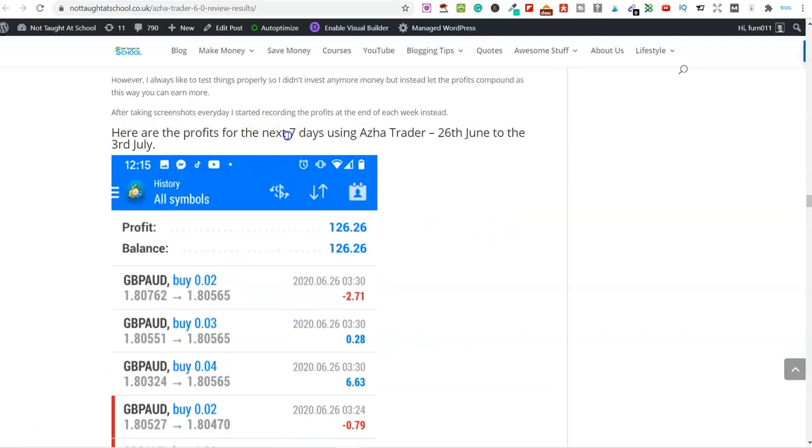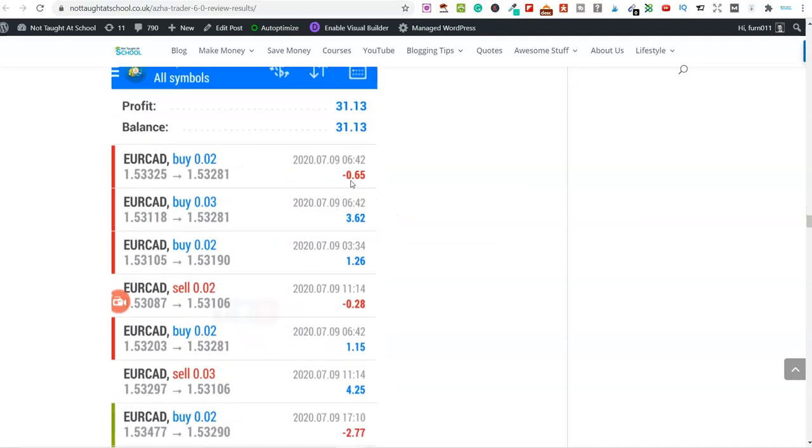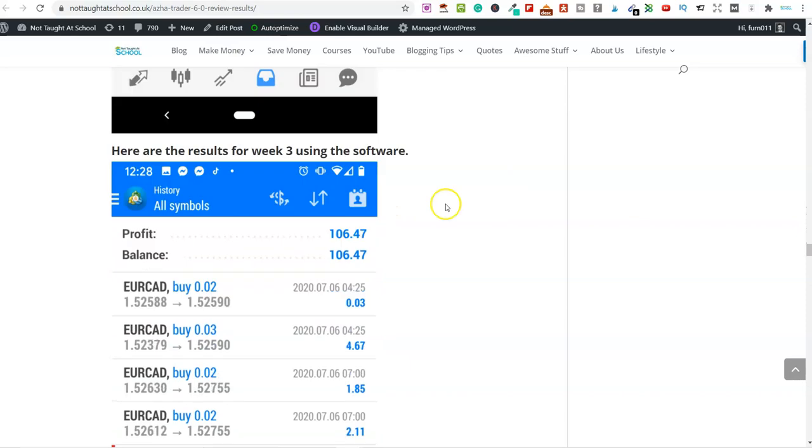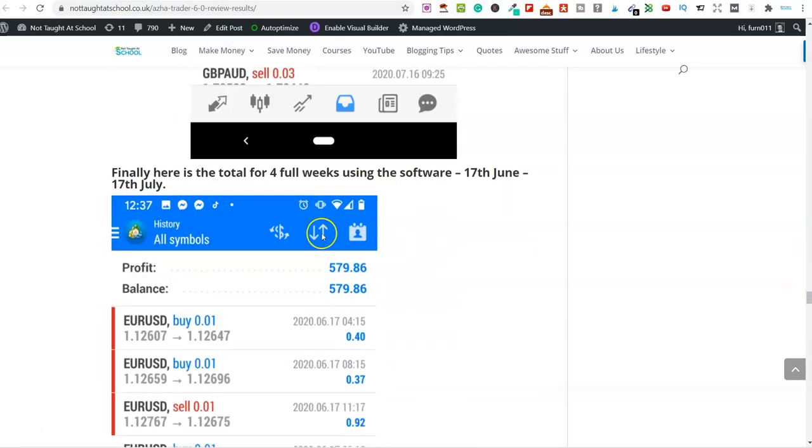And then I shared the profits here, you can see here, this was the 26th of June to the 3rd of July, and you can go ahead and have a look at this, 126. Following week, etc. But look, I'm not going to go through this whole article here for you, but let me just scroll to the bottom and show you. So this was here, the total for the first 4 weeks using the software.